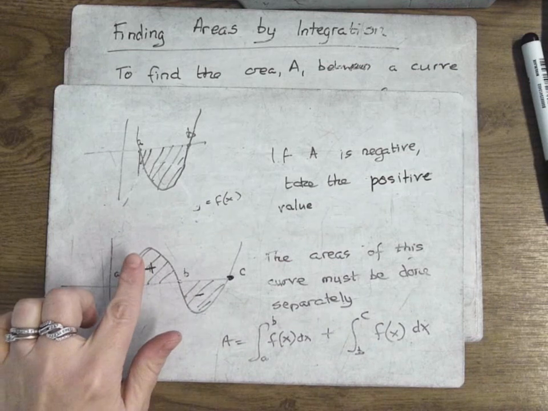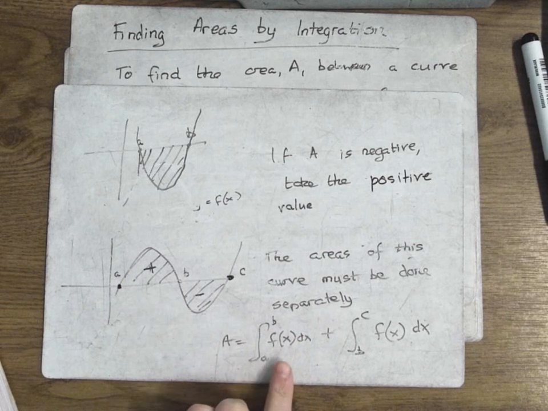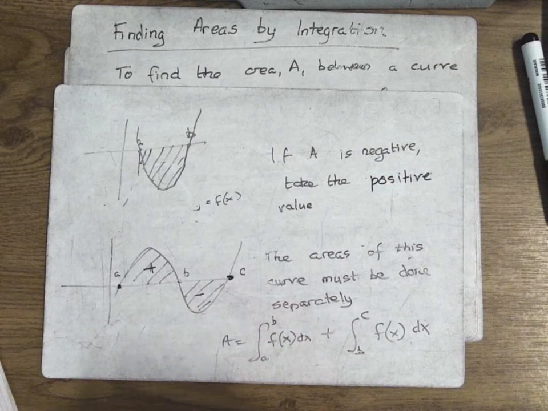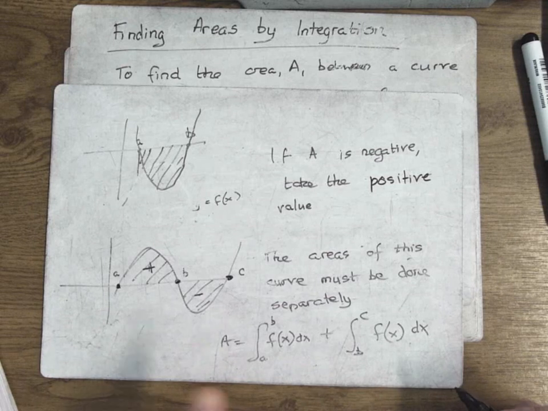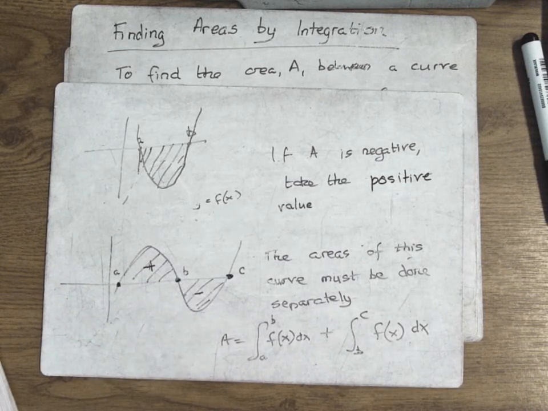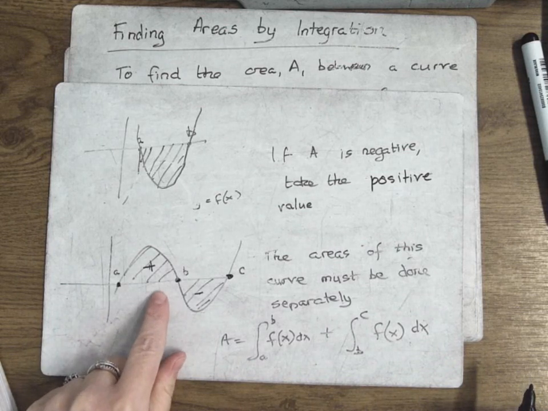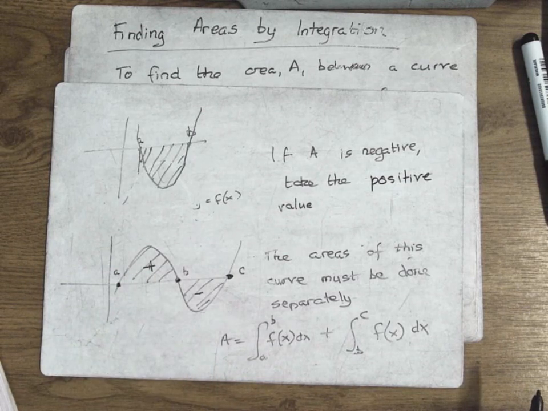So if there's a bit above the x-axis and a bit below the x-axis, you have to do them separately. So you'd have to do the integral between A and B and get an answer. Then you do the integral between B and C, drop the minus sign and add your two answers. Because if you did it all together, this would end up being plus, this would end up being minus, they'd cancel each other out and that would give you the wrong answer. So you need to do the bit above the x-axis and then the bit below the x-axis. I have examples for all of these in a sec.